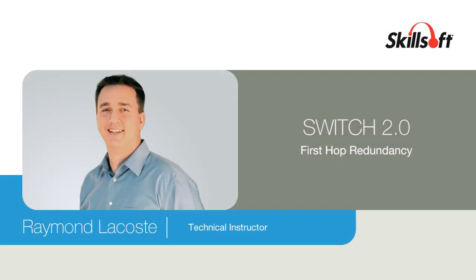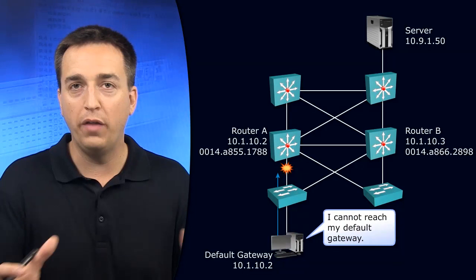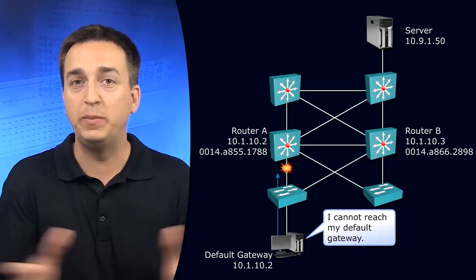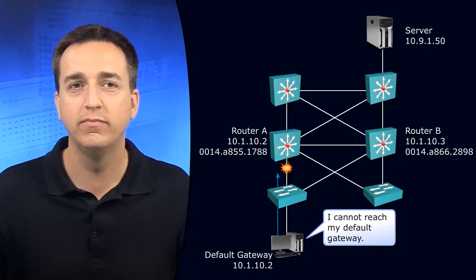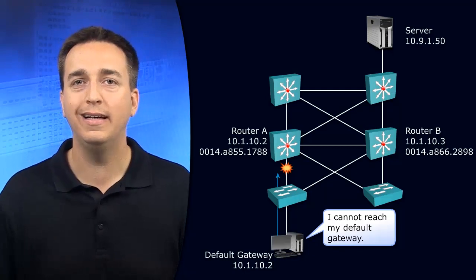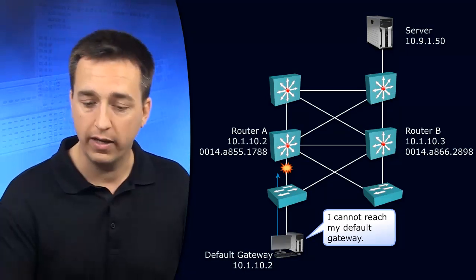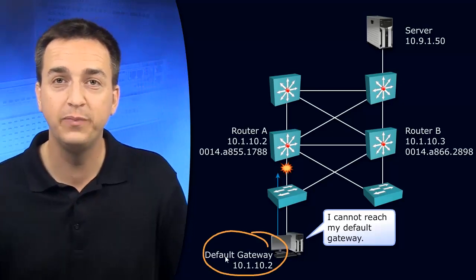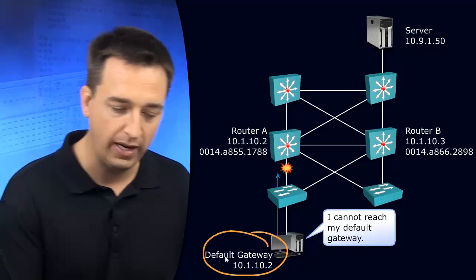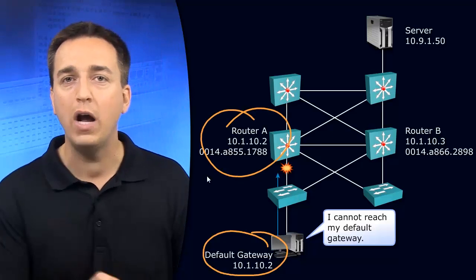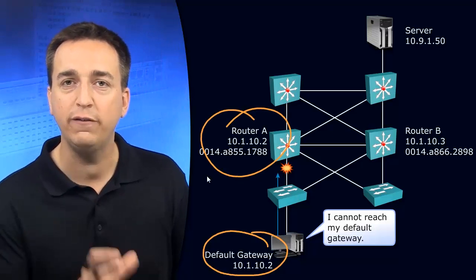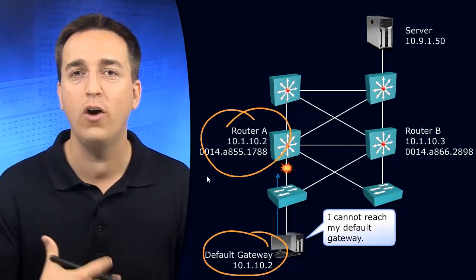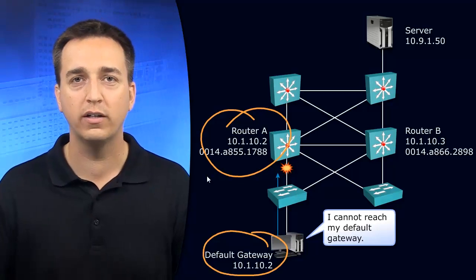Why do we need first hop redundancy protocols? Well, the picture right here speaks louder than words. What is happening in this environment? Our client is configured with a default gateway of 10.1.10.2. Who owns that particular IP address? It's router A. So router A is the default gateway for the 10.1.10.0/24 network.